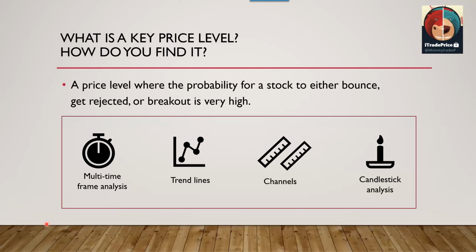So what is a key price level and how do you find it? A key price level can be defined by where the probability for a stock to bounce, get rejected, or break out is very high. You're going to time your entry at a place where the probability for a stock to move in one of these directions is high. And how do you come up with those levels?